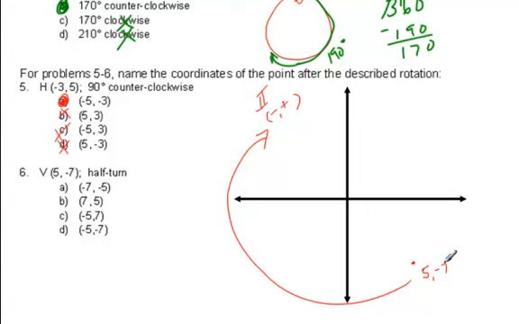-5, +7. I just changed the signs. Very good. So instead of 5, -7, it's going to be a -5 and a +7. So that's letter C. Okay, good job.